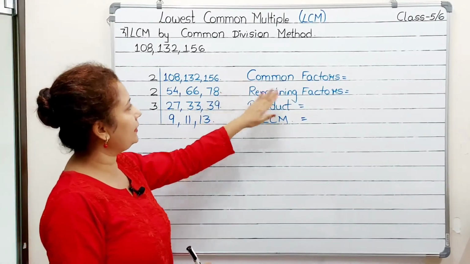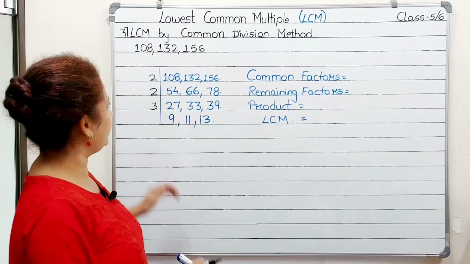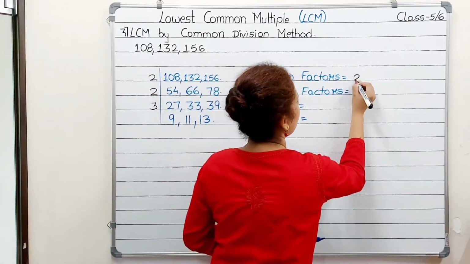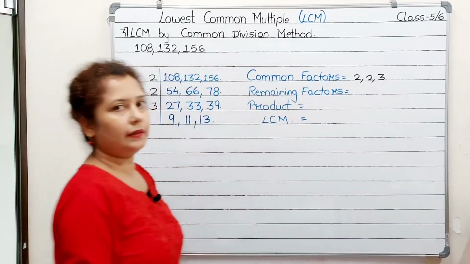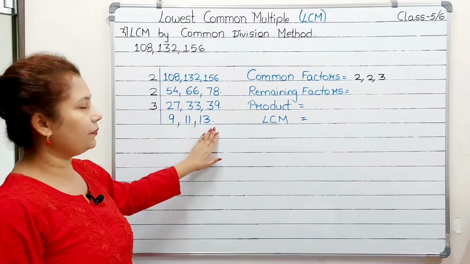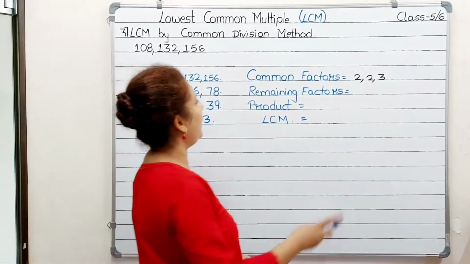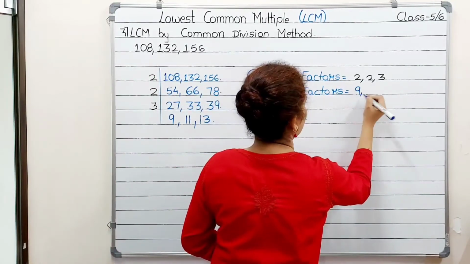Next step, we will write the common factors. Common factors are 2, 2 and 3. The remaining factors, or the factors of the last row, are 9, 11 and 13.